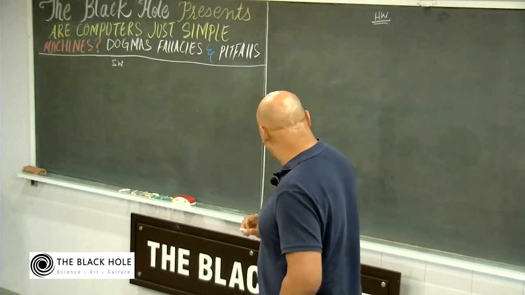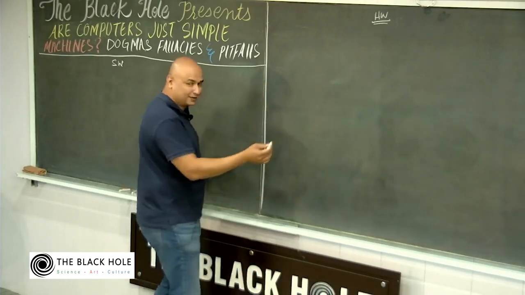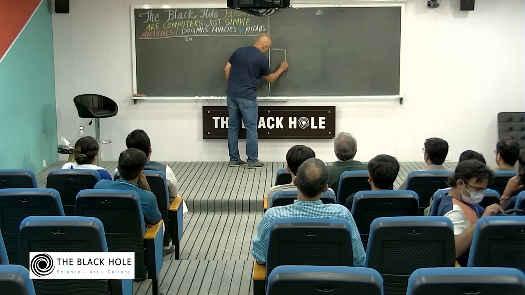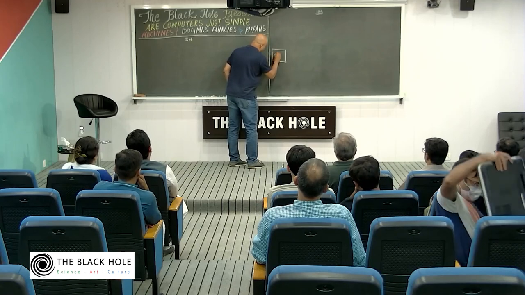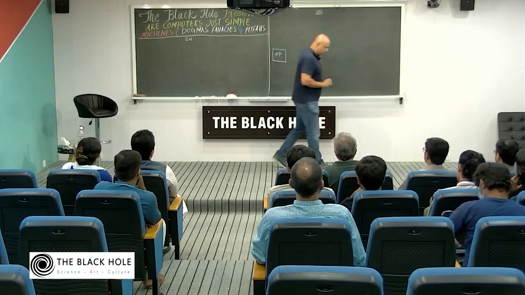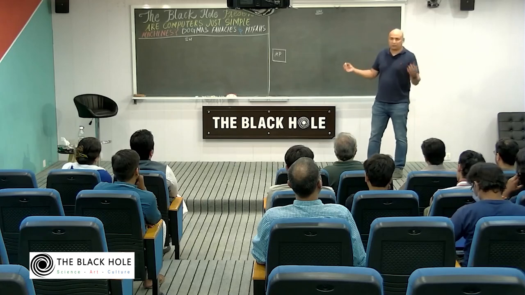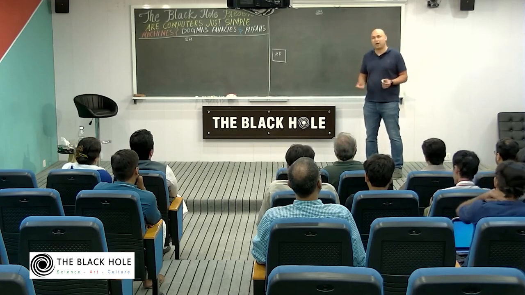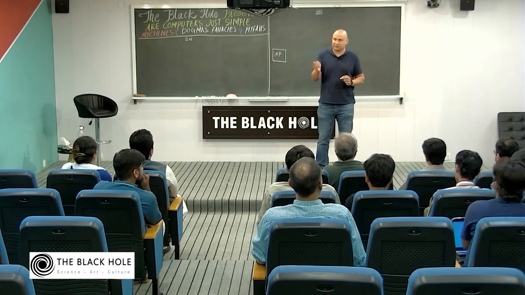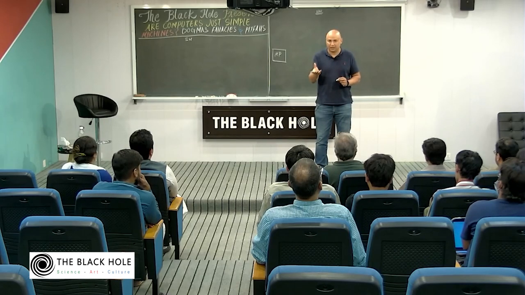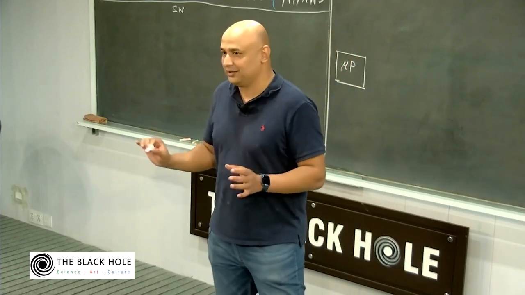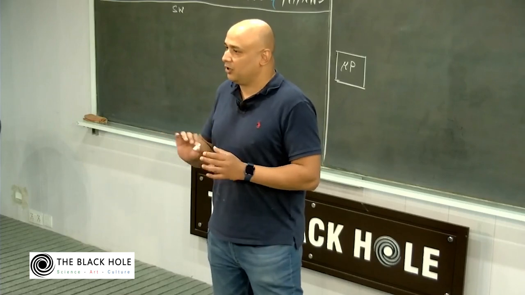So let me draw a microprocessor here because it's a piece of hardware. So I would place the microprocessor here. How did the microprocessor come into being, the evolution of the microprocessor? It's a very different subject. But today, I'm talking about the microprocessors that you have in your cell phones, or in your desktop computers, or in your laptops. The microprocessor that we are talking about is technology independent.